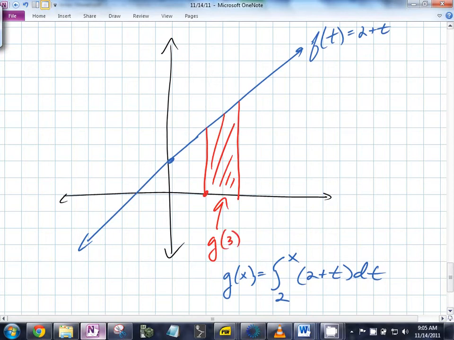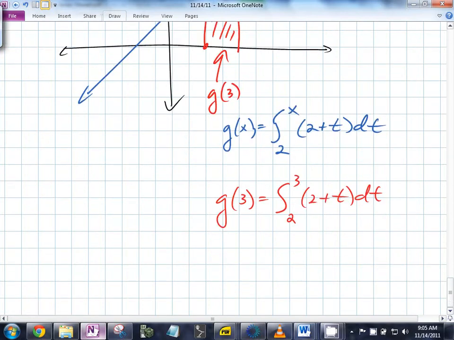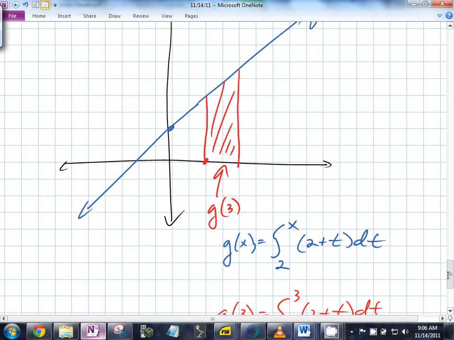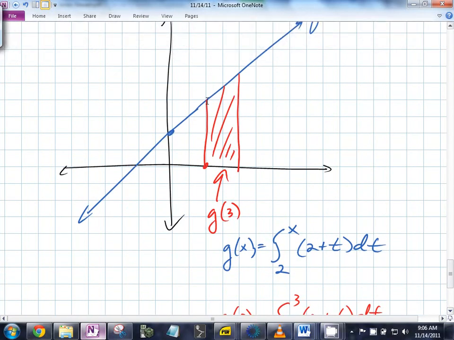So what happens if I asked you for g of, I don't know, 5? What does that mean? That's the integral from 2 to 5 of, in this case, f of t, which is the same function. What's that going to be? It's going to be from here all the way up to 2, 3, 4, and 5. It goes all the way up to here. So this right here represents g of what? 5.